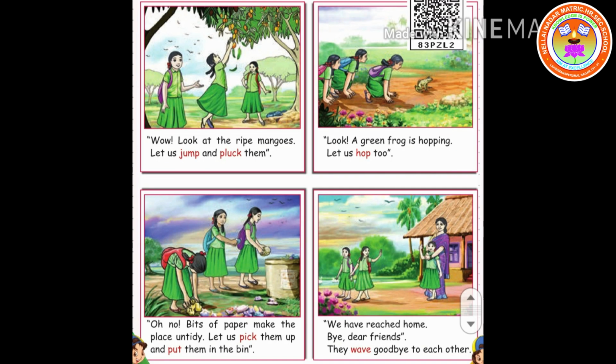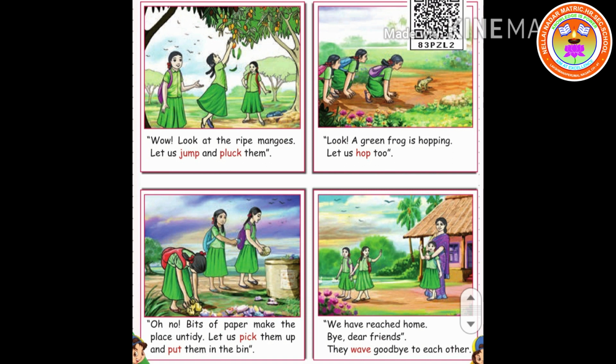Let me begin the lesson with a story. Three friends are going home from school. The first friend sees a mango tree. She says, "Wow, there are very nice ripe mangoes. Let's go and pluck them." So they jump and pluck them. That is, they jumped using their legs and plucked them using their hands.